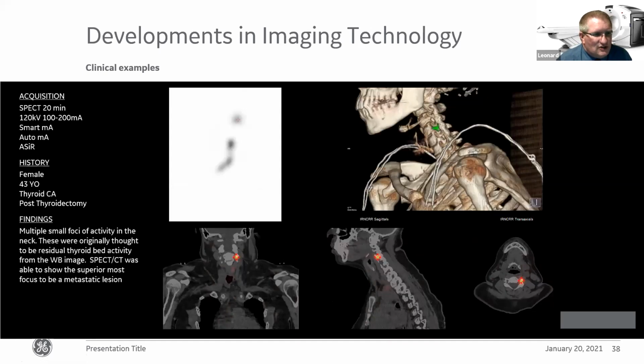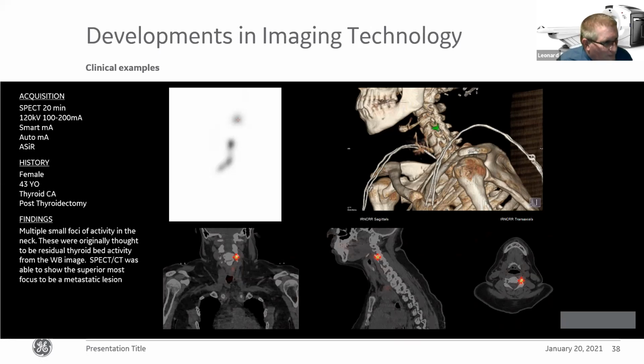So this one is again showing you a capability where they've got a very small foci within the neck. These were initially thought to be residual thyroids when they actually had a thyroid resection that was undertaken. However, it's actually able to show that it's more superior and therefore it must be a metastatic lesion.